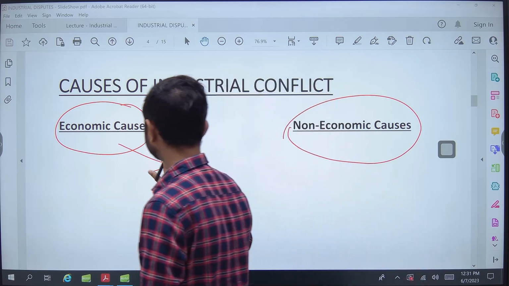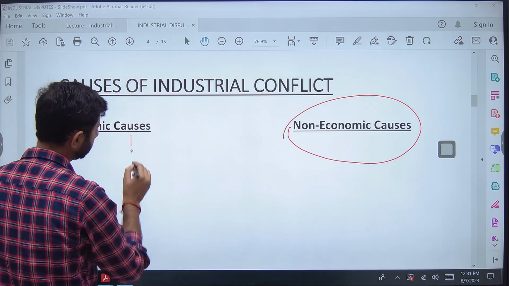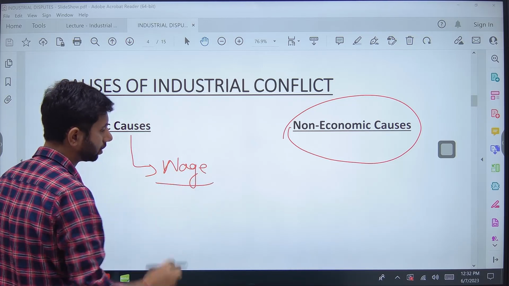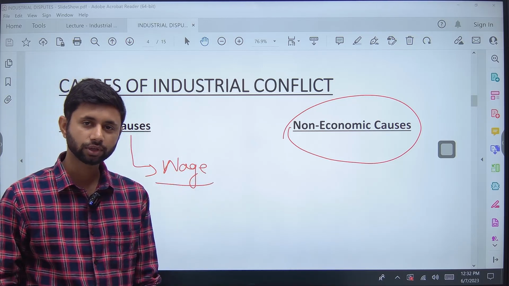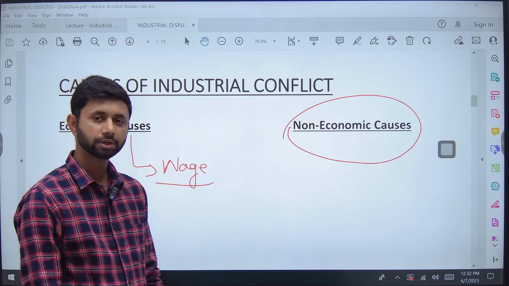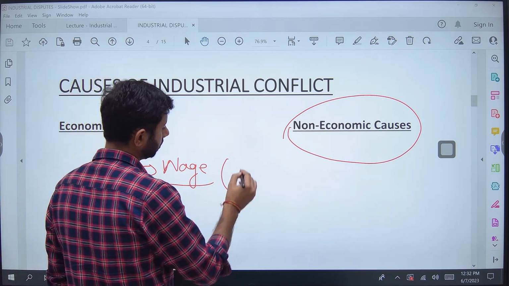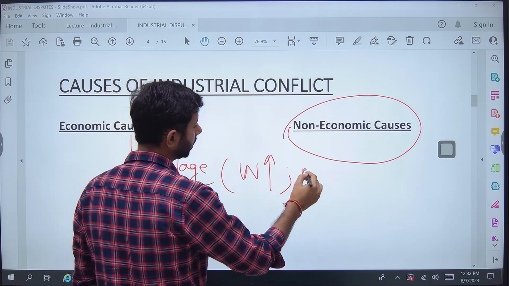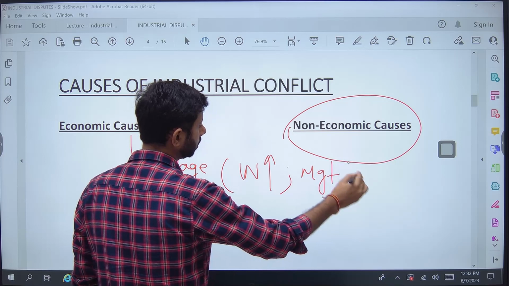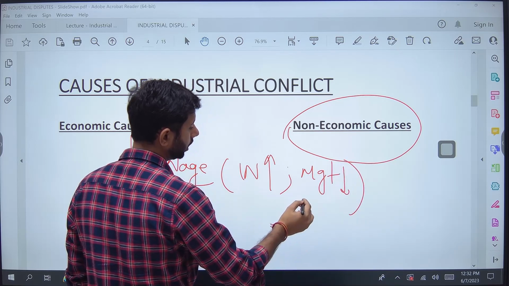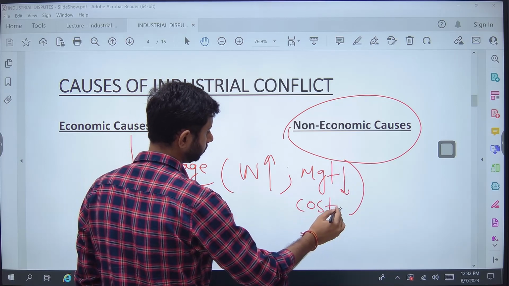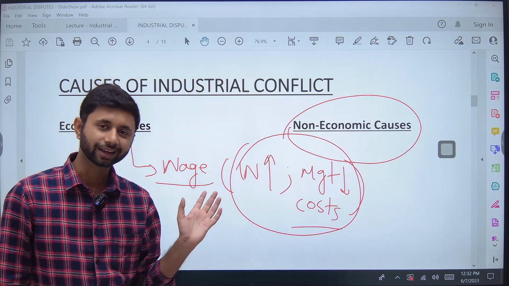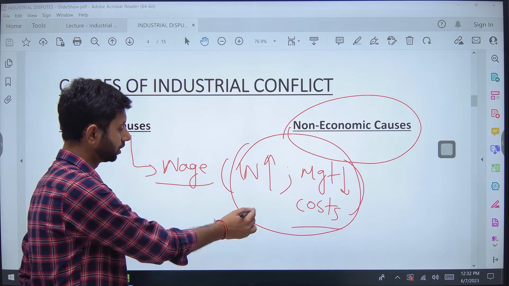First one is, in economic causes, they argue that wage becomes a reason for industrial dispute. How does it become a reason? Worker wants to increase their wage. Management wants to reduce its costs. Obviously, both parties are working against each other, hence industrial dispute.